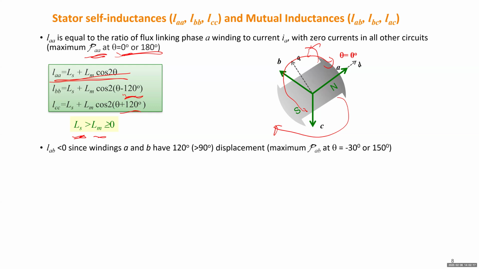Next, we can use LAB as one example. LAB is the mutual inductance due to the currents in windings A and B. Because A and B are separated by more than 90 degrees, if the current changes in winding A, it will influence the flux linkage connecting to winding B. So this mutual inductance cannot be positive, it will be negative.